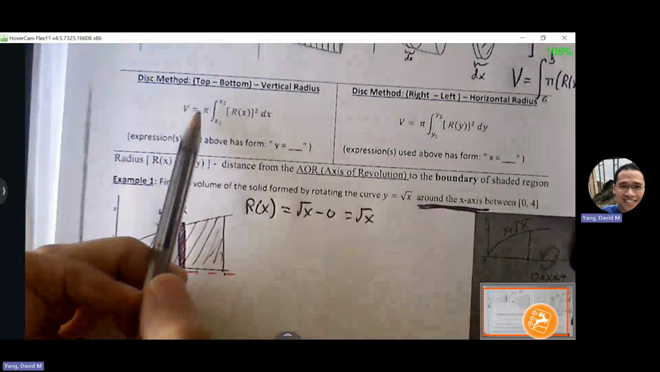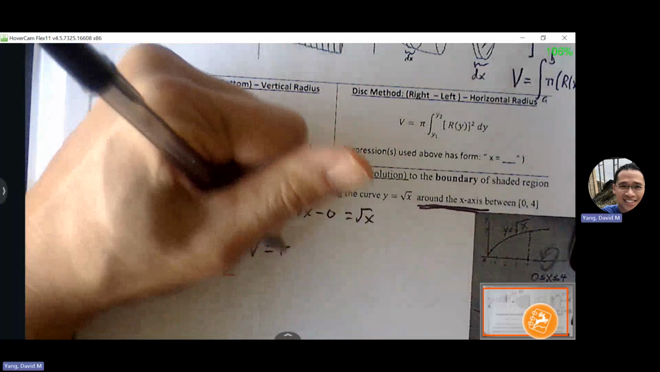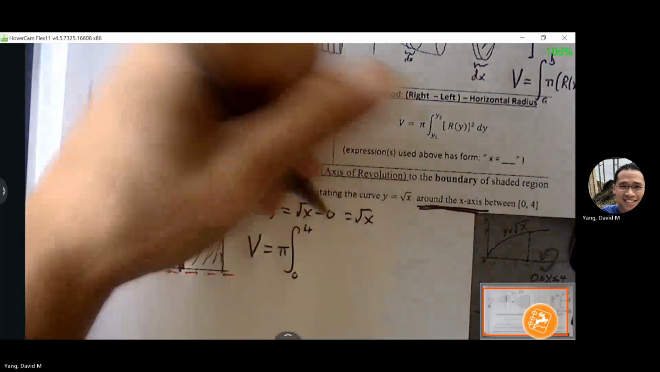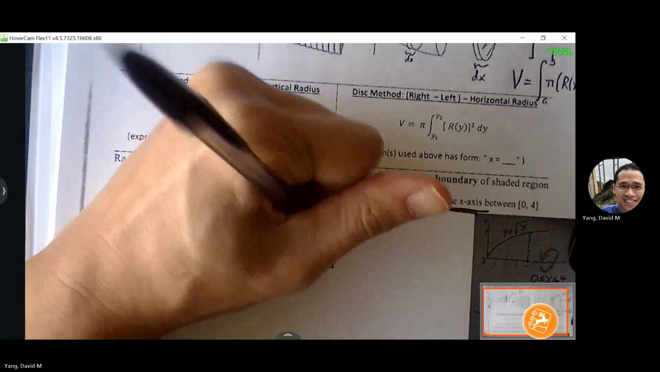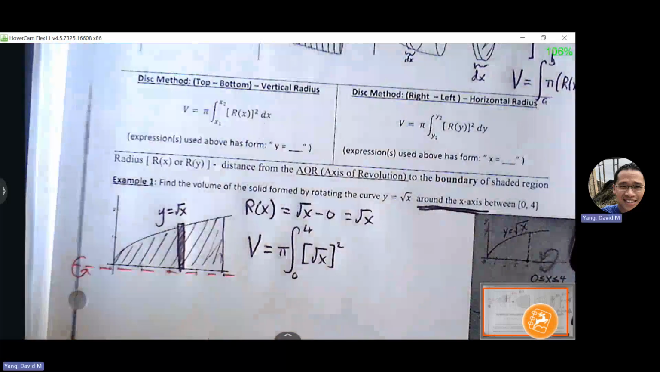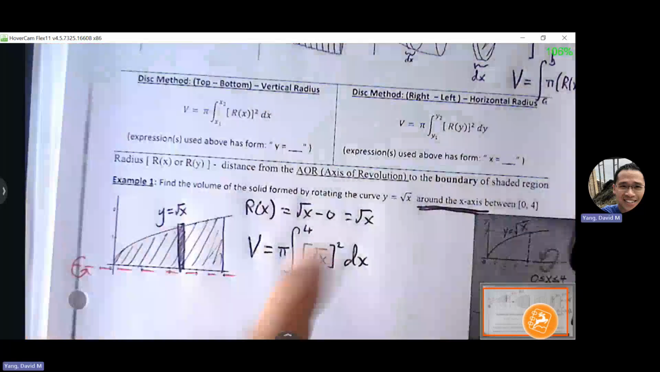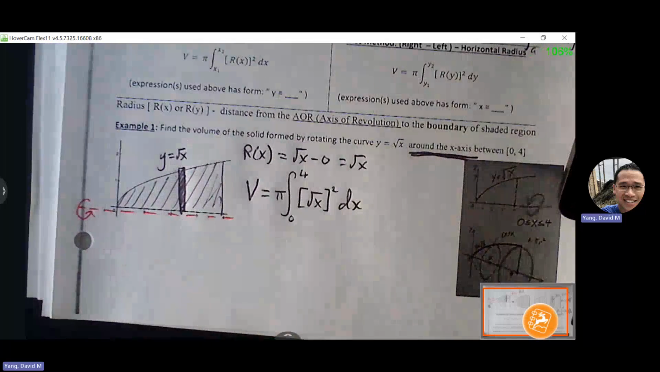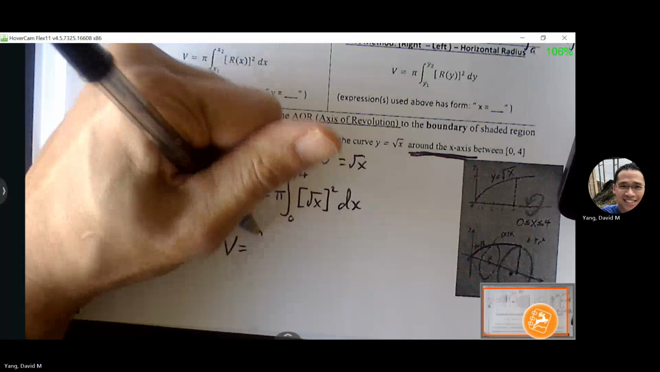Everything now, we can just insert into the formula here. My volume is pi, integral from where to where? 0 to 4. Big radius: root x minus 0, which is root x. I'm going to square that. That's nice because the square root goes away. I'm just left with x, and this ends up giving us an easy integral problem here.